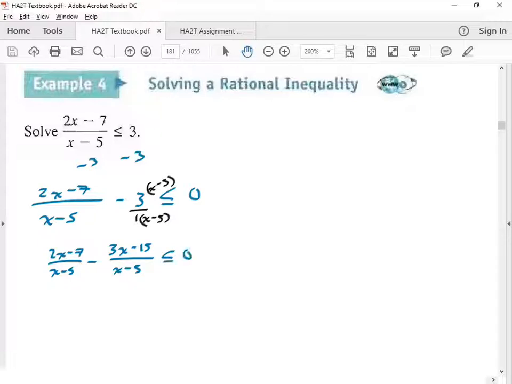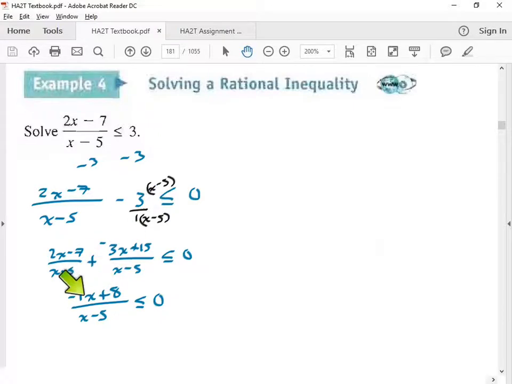Less than 0. And then we have this negative right here. So let's distribute it. So now I just change the signs. Now I have 2x plus negative 3x, which is negative 1x. And then I have negative 7 plus 15, which is positive 8, all over x minus 5. Boom. Now we can finally get down with this thing.